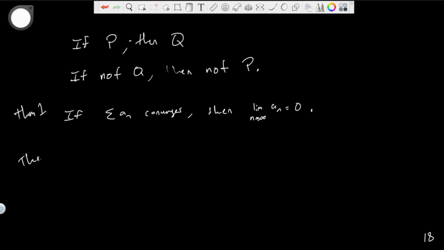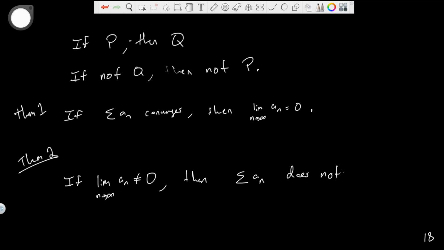Theorem 2, the one that we actually care about. If the limit as n goes to infinity of a sub n is not 0, then the series does not converge. In other words, the series diverges.